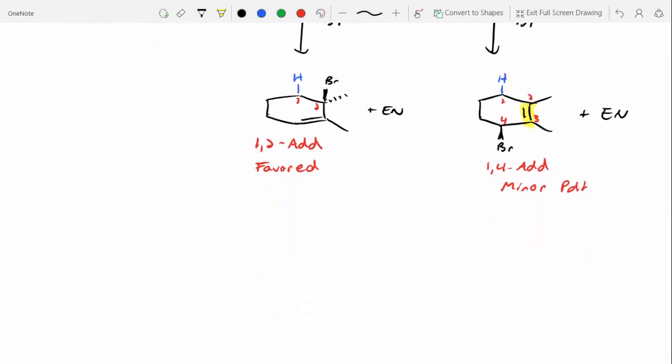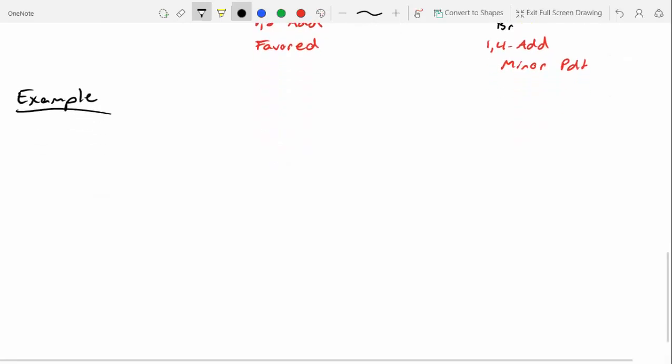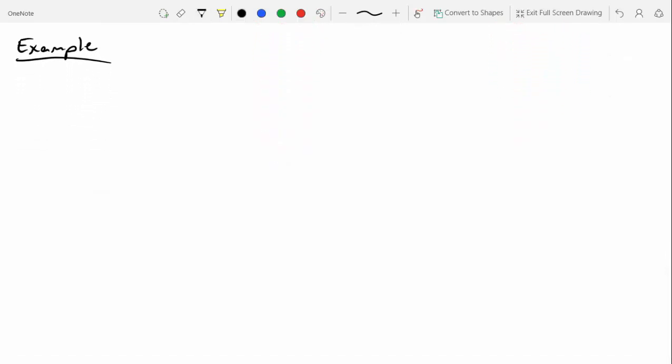All right, let's do another example. This one's going to test your ability to draw a 7-membered ring, the least enjoyable ring to draw. All right, so we got 1, 2, 3, 4, 5, 6, 7. So that's a cycloheptene derivative.